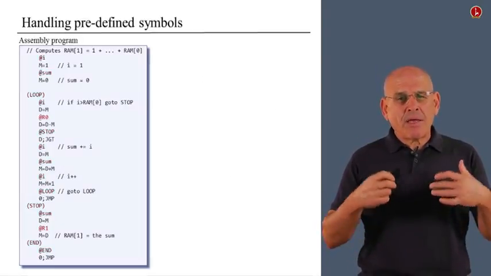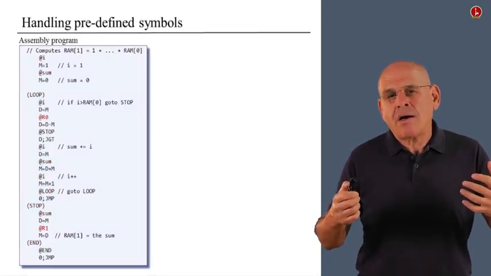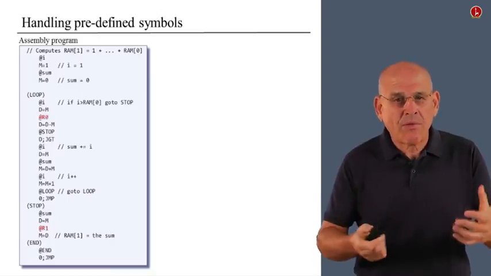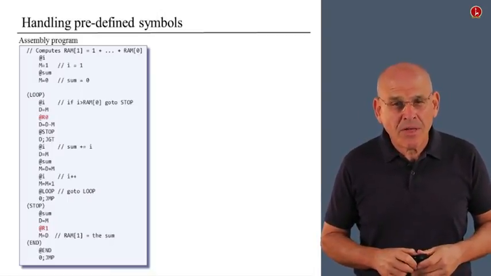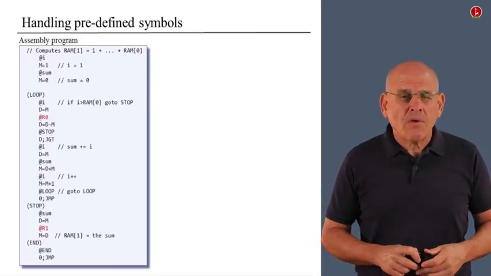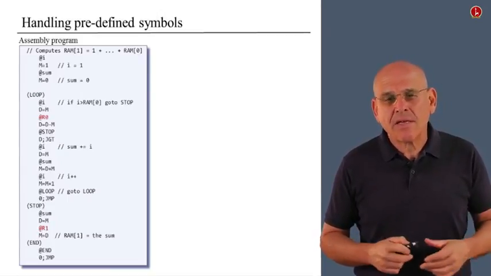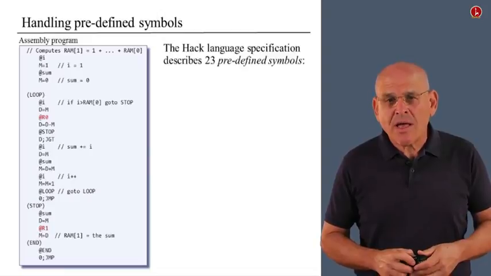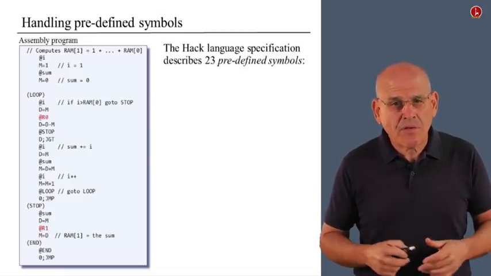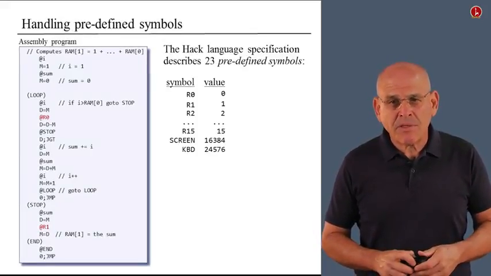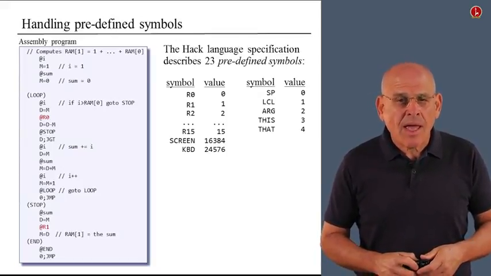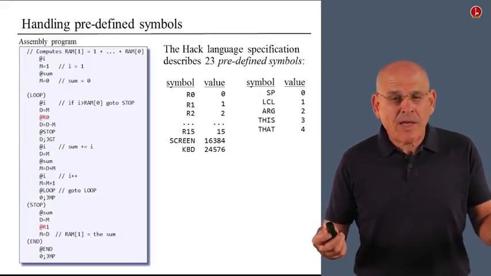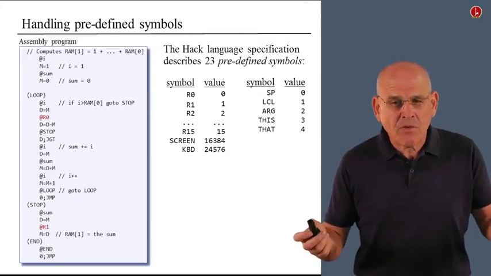So let me begin to describe what to do with every one of these symbols, and we'll start from the end. We'll start with predefined symbols. So according to the HEC language specification, the language features 23 predefined symbols, and here you see all of them. And how do you translate such a symbol into binary code?